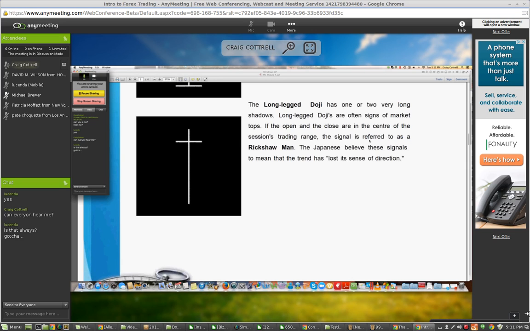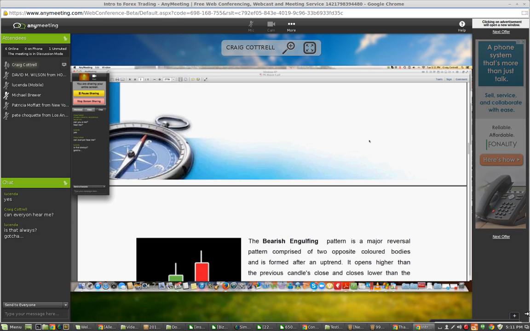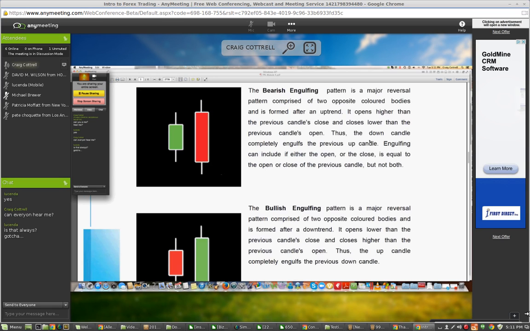Now, these next two are two of my favorite because they're such reliable indicators. And they do a great job when you're on the charts of giving you a good heads up as to whether or not that trend is going to continue or stop or go the other direction. First one, the bearish engulfing pattern. This is a major reversal pattern.